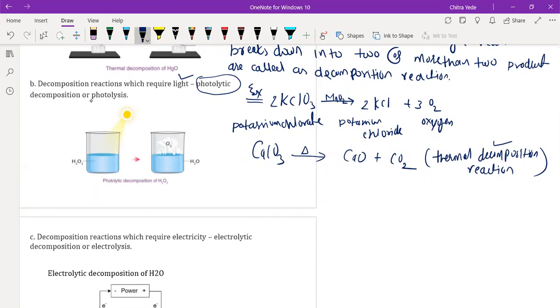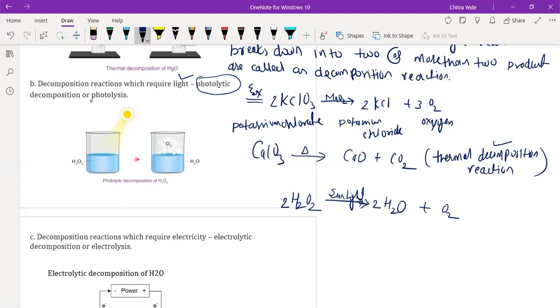See, it is hydrogen peroxide. H2O2 is hydrogen peroxide. When you expose hydrogen peroxide to sunlight, it gives water molecules and oxygen gas is released. In order to balance, we have to multiply here by 2 and here also by 2. Now the reaction is balanced.